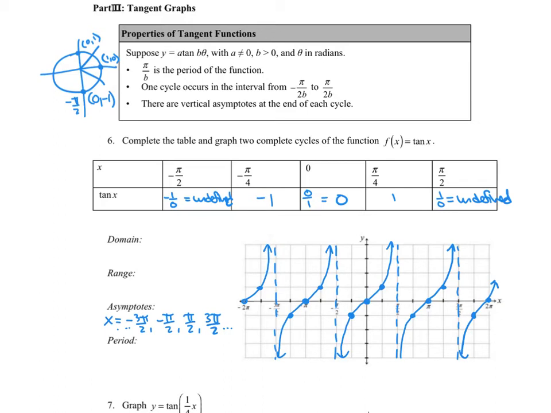The domain of this function is all real numbers except for those vertical asymptotes. So all reals, but x cannot equal pi over 2, 3 pi over 2, and so on. So we could express that as pi over 2. Every time you add pi, you get another vertical asymptote. So plus pi k, where k is any integer.